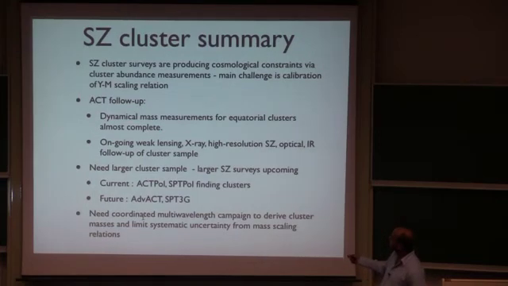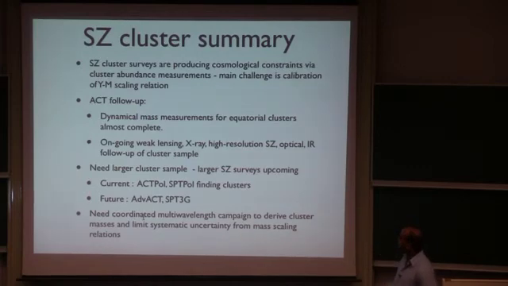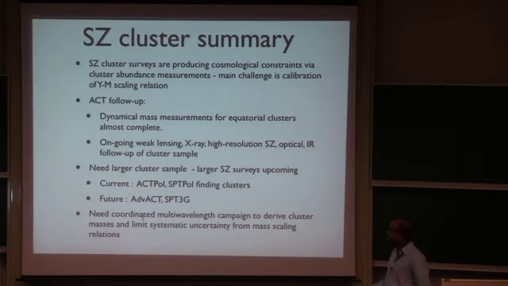The follow-up of ACT data, basically we've got dynamical mass measurements for most of the equatorial clusters. The 7 clusters I showed you with SALT will go into that set. So we can do a larger study, with a full sample of 68 clusters. Right? But it's important that we have masses so that we can constrain the scaling relation. We've also got an ongoing program of following up these clusters using weak lensing, X-rays, high resolution SZ, and low wavelength in the optical and infrared. So there's a large multi-wavelength program, and you need this coordinated multi-wavelength campaign to derive the masses, and that way limit your systematic uncertainty.